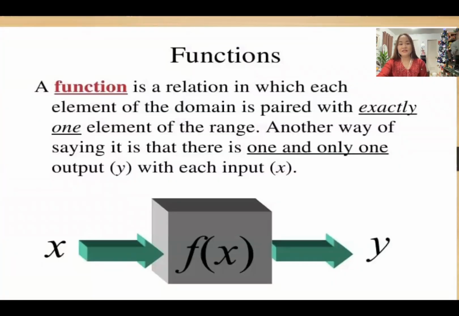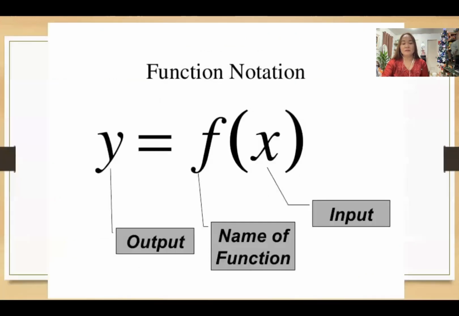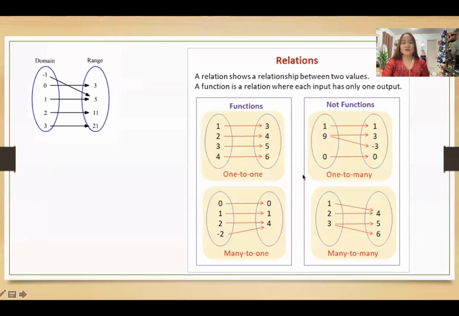A function is a relation in which each element of the domain is paired with exactly one element of the range. The application here: you have your input, then you process that, and you come up with the output. Not all relations are functions, but all functions are relations. So y is equal to f of x. That is in equation form.